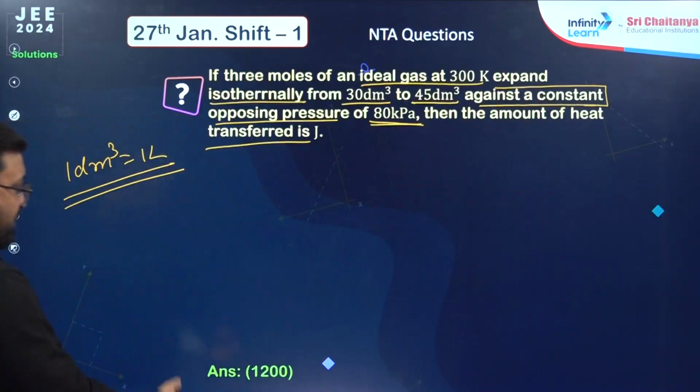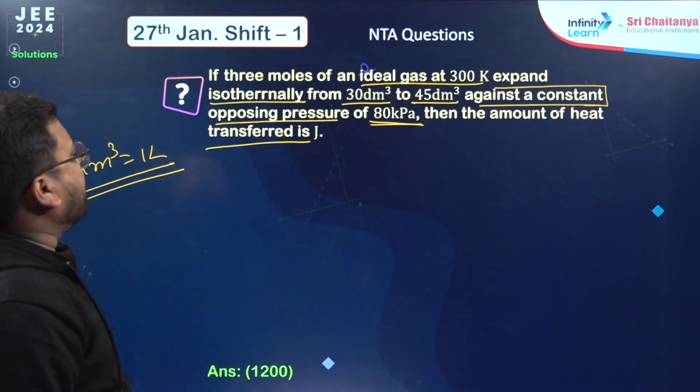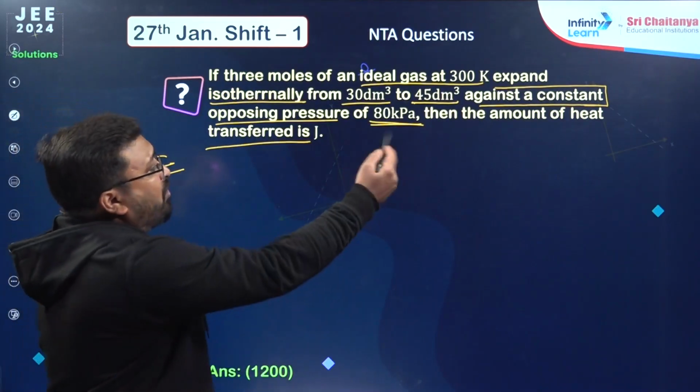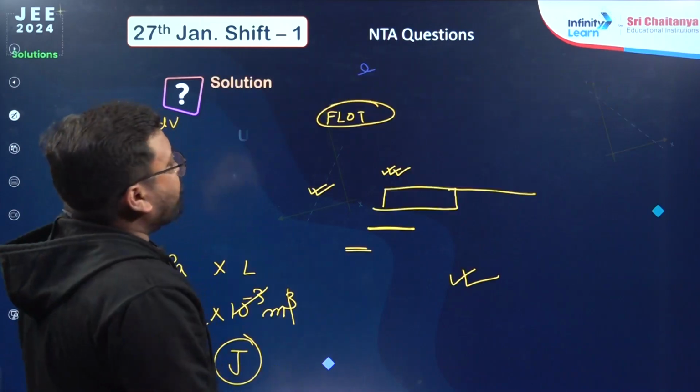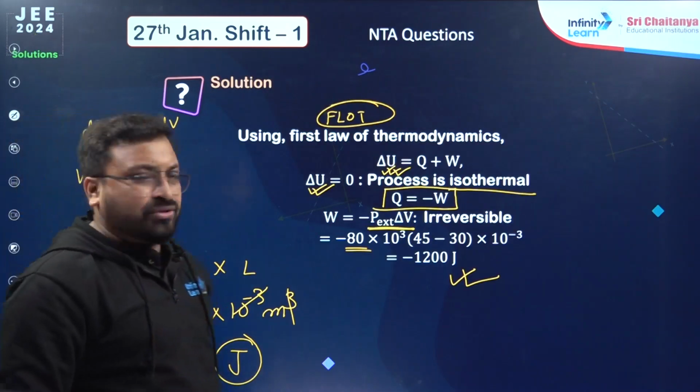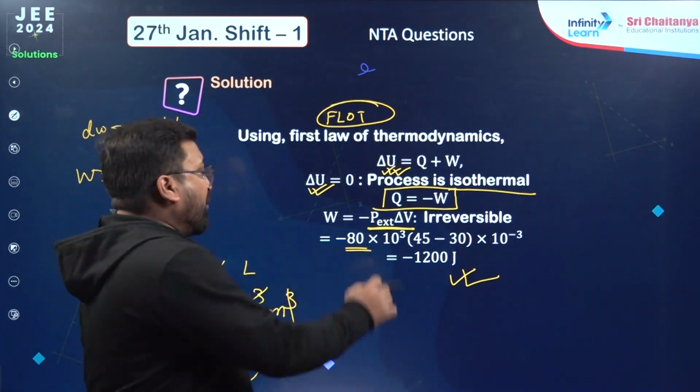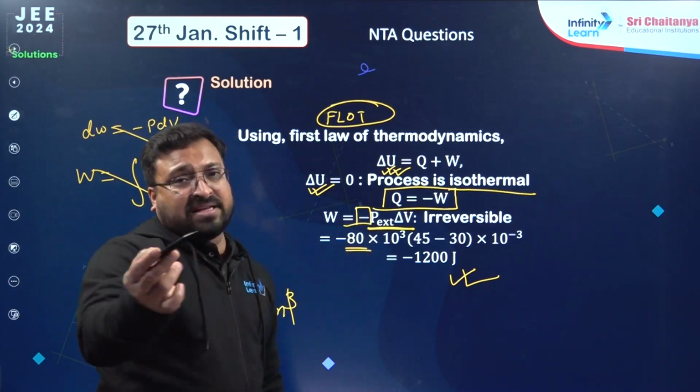So you will find the right answer 1200. Okay, so this becomes very easy. So the amount of heat transferred is 1200. Cool. So this is a very interesting question. Very interesting question. And you know this minus sign is due to matching the sign convention.